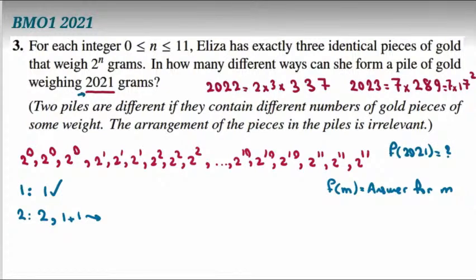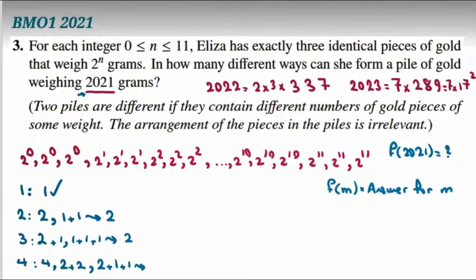So we can write 2 as 2 or 1 plus 1, which is 2 ways. 3 will be 2 plus 1 or 1 plus 1 plus 1. 2 ways. Now for 4, we will say what? It is 4, 2 plus 2, 2 plus 1 plus 1, 3 ways.